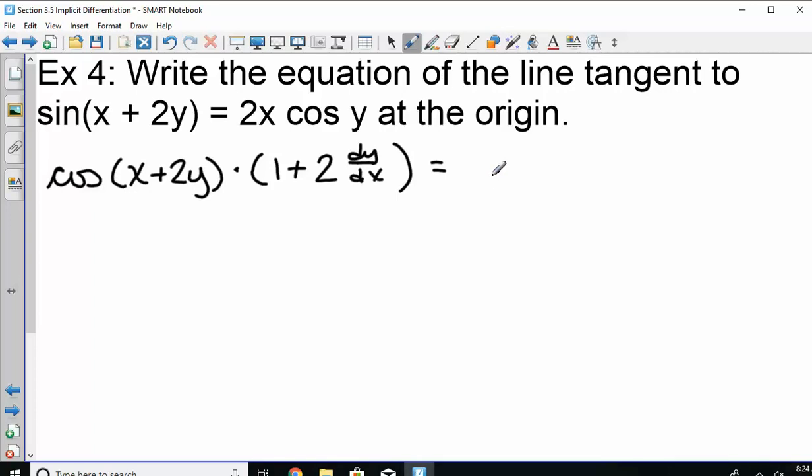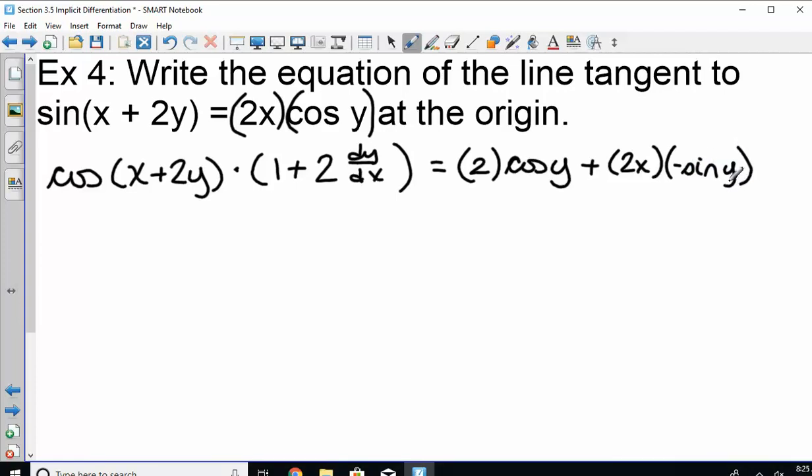On the right hand side, what do we have to do? Product rule. You should have a 2x times the cosine. So derivative of the first, derivative of 2x is 2, times the second, plus the first times derivative of the second. Derivative of cosine is negative sine. Angle stays the same, but because that angle is not just an x, I have to do the chain rule times what is the derivative of y? 1 dy dx, or just dy dx.